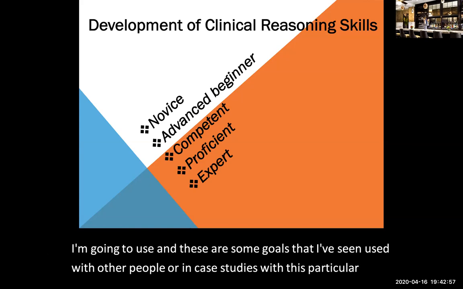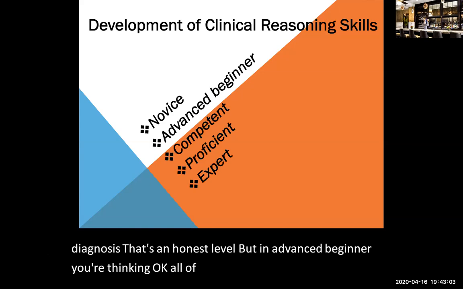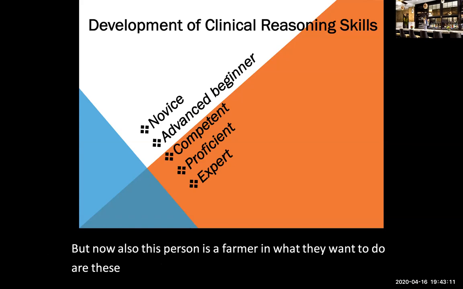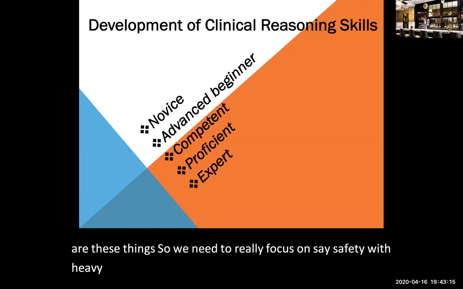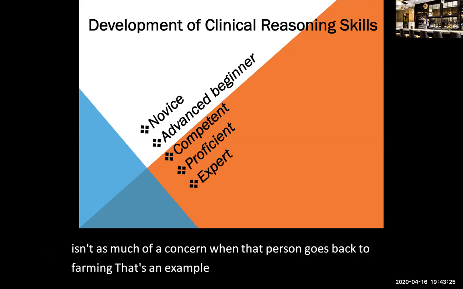That's a novice level. But in advanced beginner, you're thinking, okay, all of that. But now also, this person is a farmer. And what they want to do are these things. So we need to really focus on, say, safety with heavy machinery, or delegating tasks to others so that safety isn't as much of a concern when that person goes back to farming. That's an example of how an advanced beginner would think.